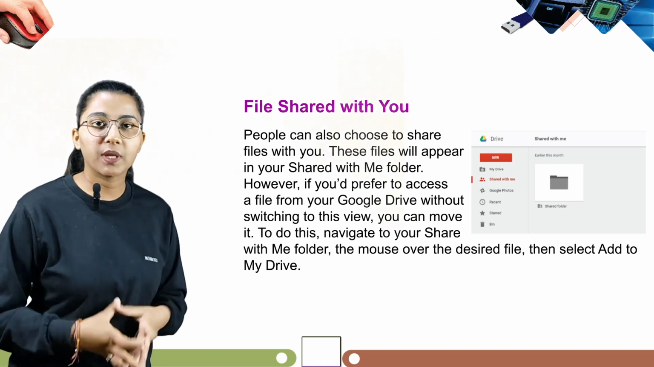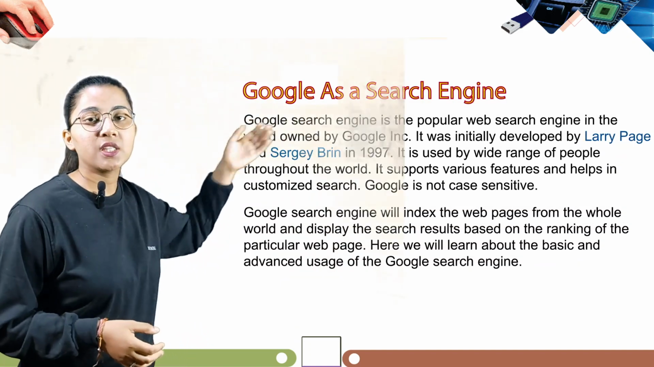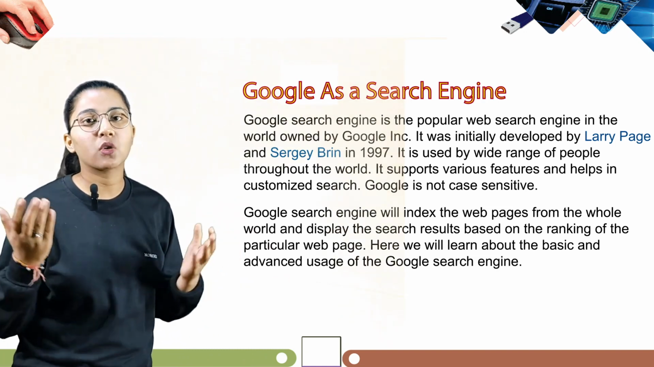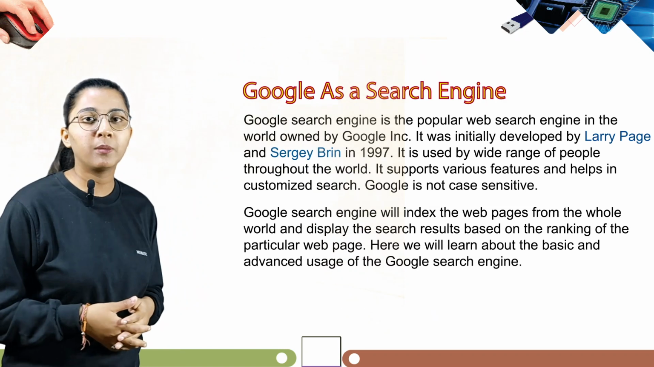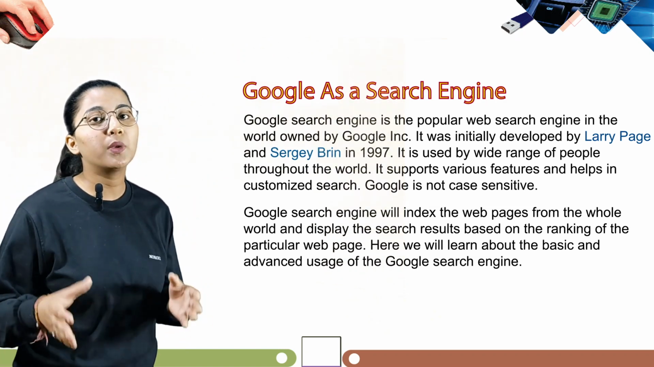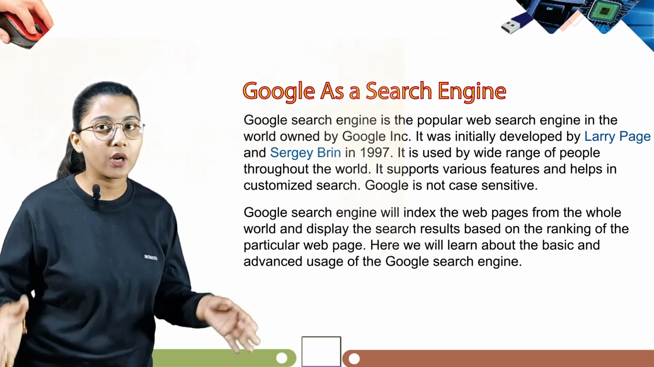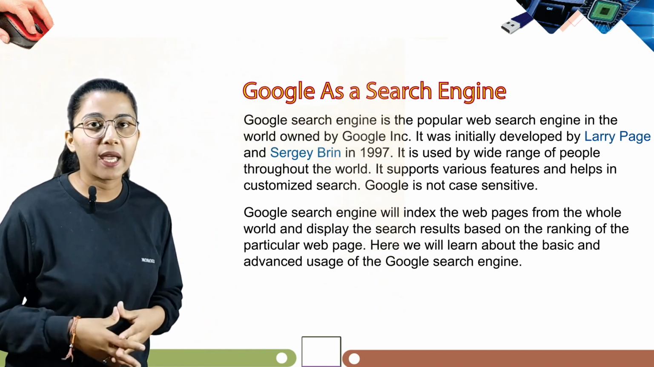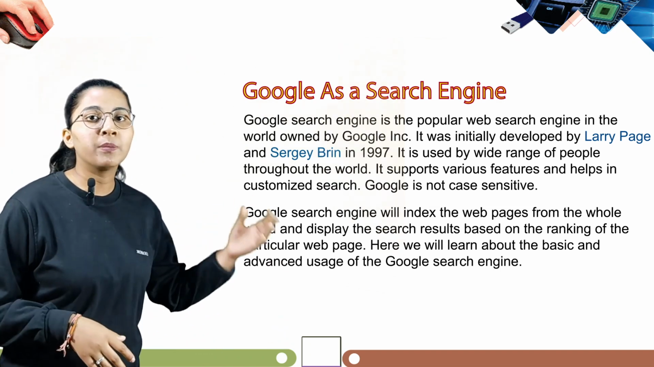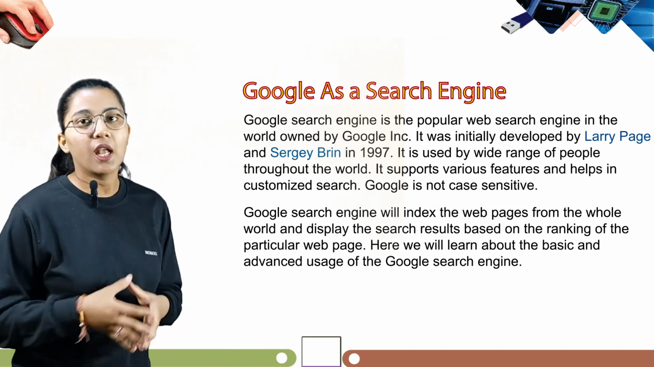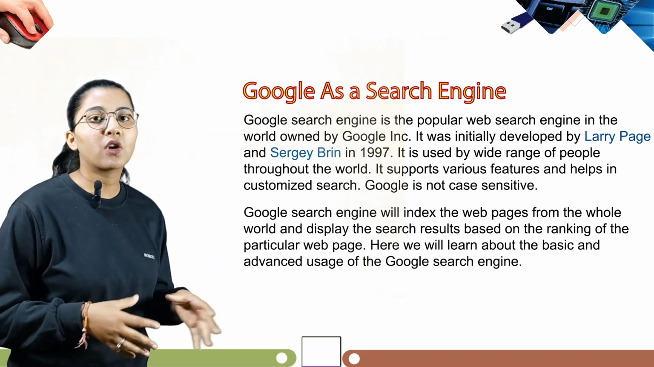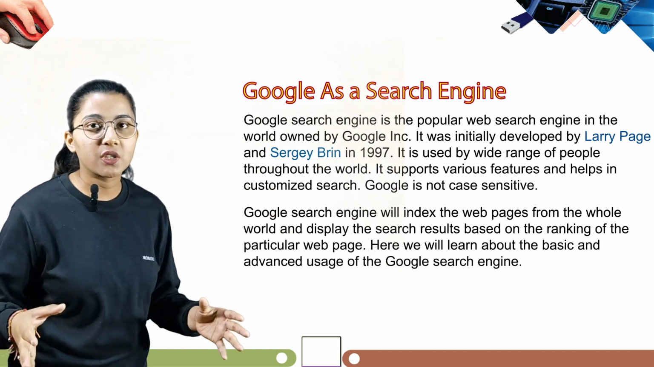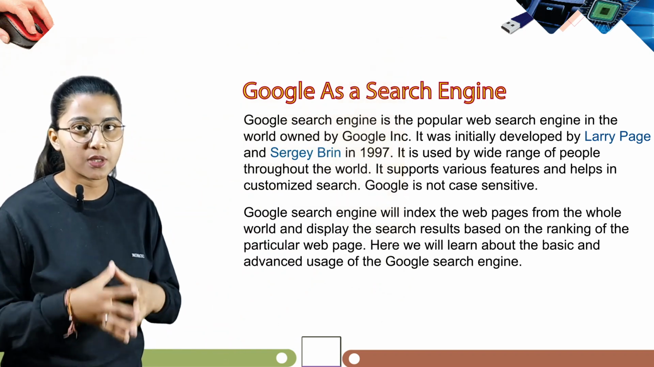Now our next topic is Google as a search engine. As we all know, we can also search on Google. We usually search on Google. So let's learn about it. Google search engine is the most popular web search engine in the world, owned by Google Inc. It was initially developed by Larry Page and Sergey Brin in 1997. It is used by a wide range of people throughout the world. It supports various features and helps in customized search.